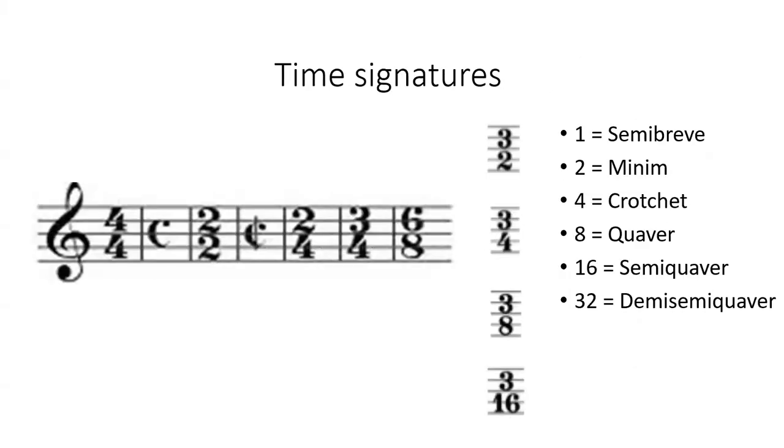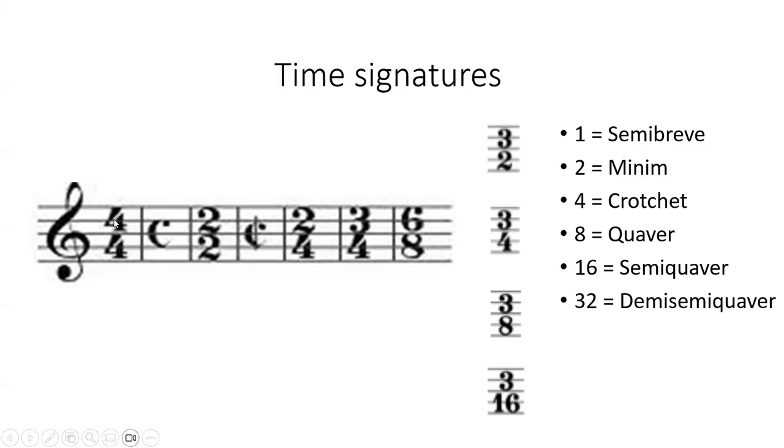Time signatures. Time signatures have two numbers. There are three types of time signatures: simple time, compound time, and a third one, which is irregular time. In simple time, the top number can be divided by 2. In compound time, the top number can be divided by 3, and anything left is what you're left with.